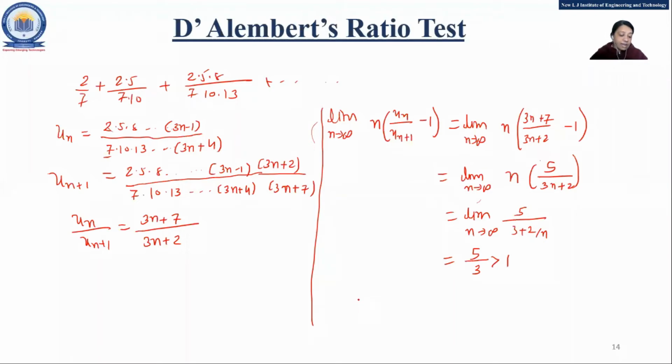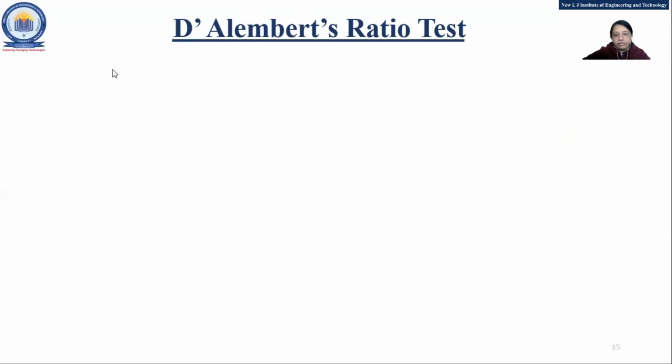So according to the Raabe's test statement, here you are supposed to write: using Raabe's test, your series is convergent because it is greater than 1. Fine. Any doubt into this? Anyone? Yeah, it's 5 by 3 and greater than 1. Okay, fine. So we'll take another example of this one.